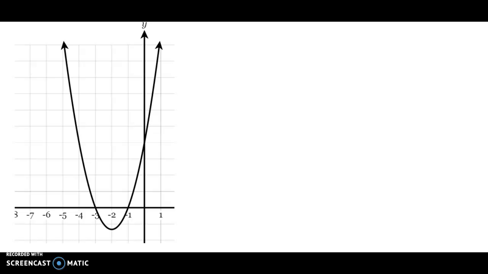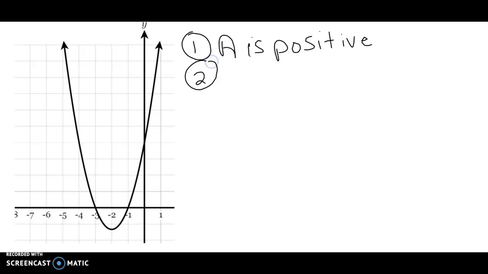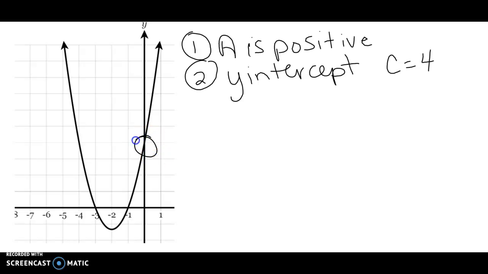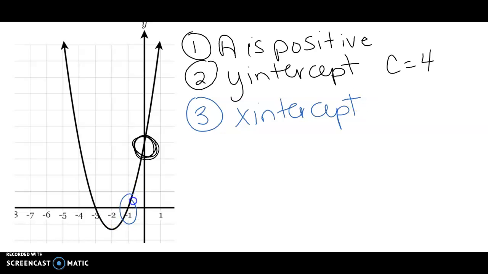Here's one with negatives. So first, I noticed that my a is positive because it's opening up. The arrows are going up. My y-intercept is given here. My y-intercept is 4, so my c equals 4 because I'm given the y-intercept right here. And now we need to do our x-intercepts. Be very careful not to get confused between the x-intercepts and the y-intercepts. My first x-intercept is x equals negative 1, and my second x-intercept is x equals negative 3.